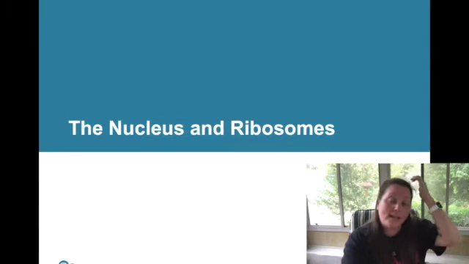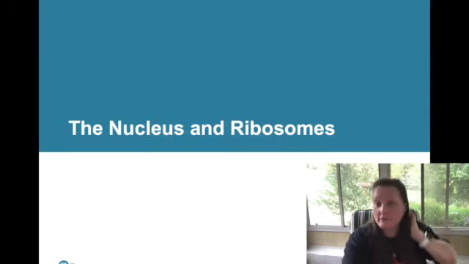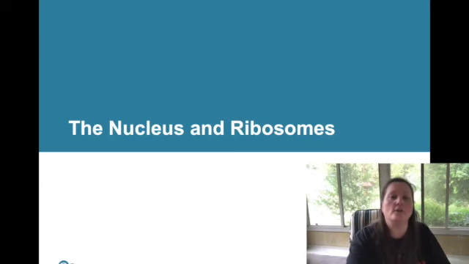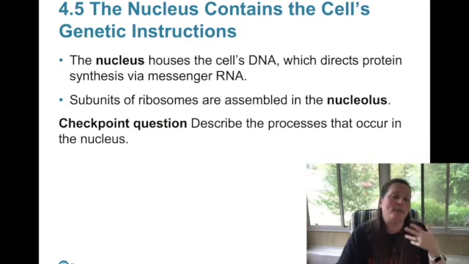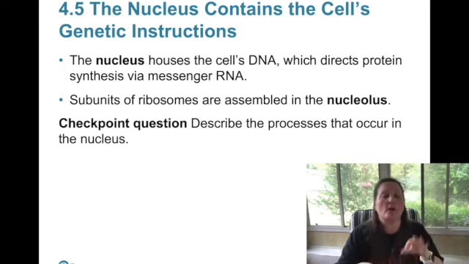So now let's talk about some parts of the cell. We have the nucleus and ribosomes. Nucleus houses the cell's DNA. So this is what holds all of that. And then that makes the messenger RNA, so then it continues to make the proteins, and so on. So subunits of ribosomes are assembled in the nucleolus.